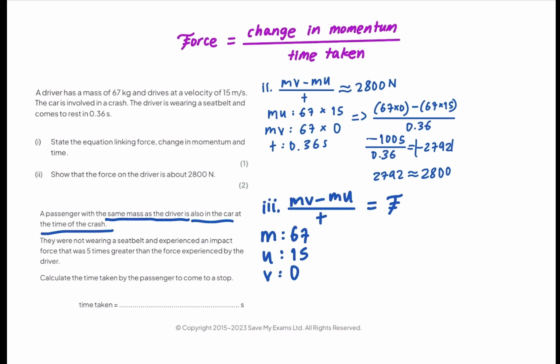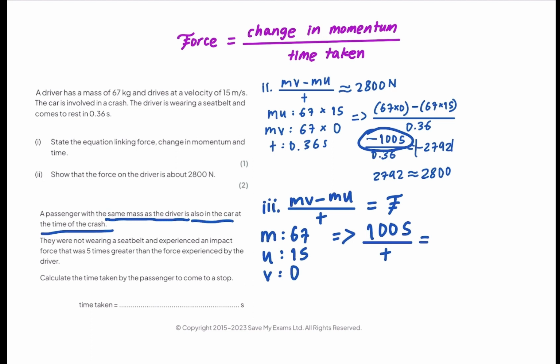So we can just plug in these values into the equation, which would mean that the passenger's change in momentum is equal to the driver's change in momentum, which we have already found above is negative 1005, but we can ignore the negative sign, so 1005 divided by the time taken, which we are looking for, would equal the force.